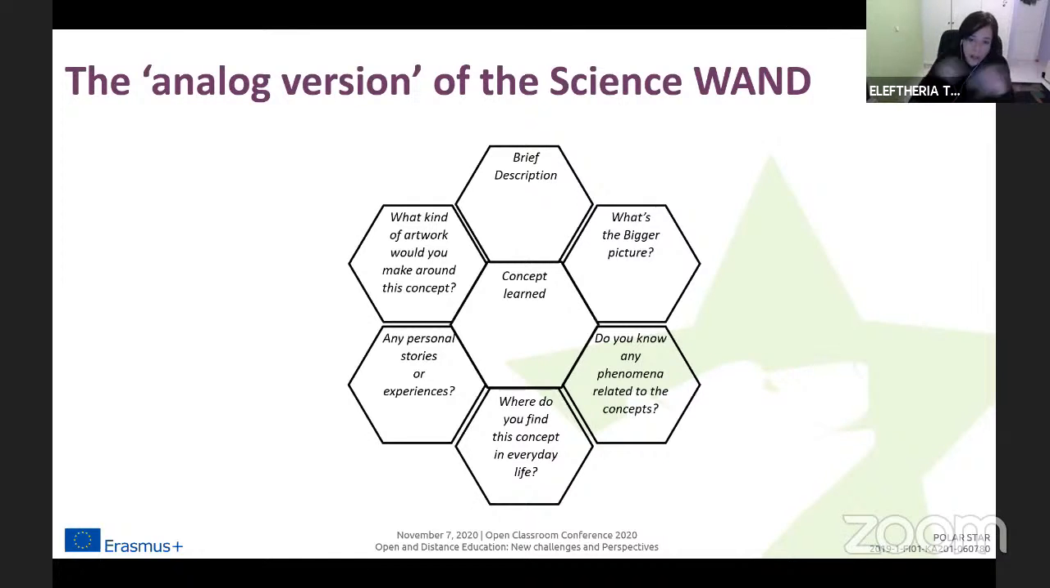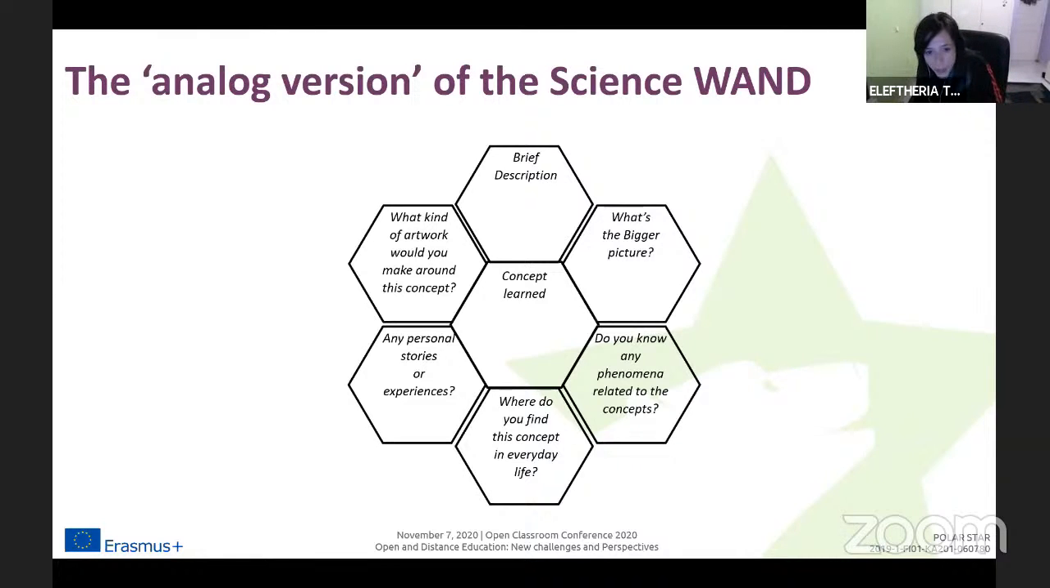So all the things that I have been talking about all this time are basically questions in this hive. By asking them to fill in this hive, they're reflecting on the concepts based on all the things that we have been taking on. So this is bringing in the emotion, this is bringing in the action, this is bringing in the experience.